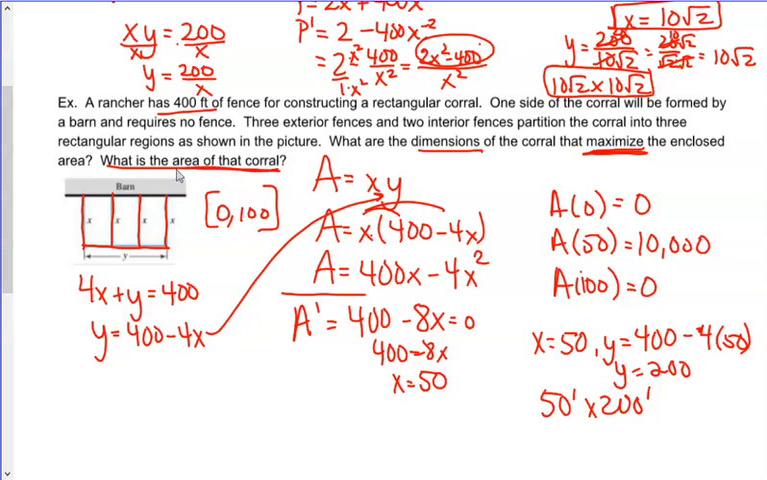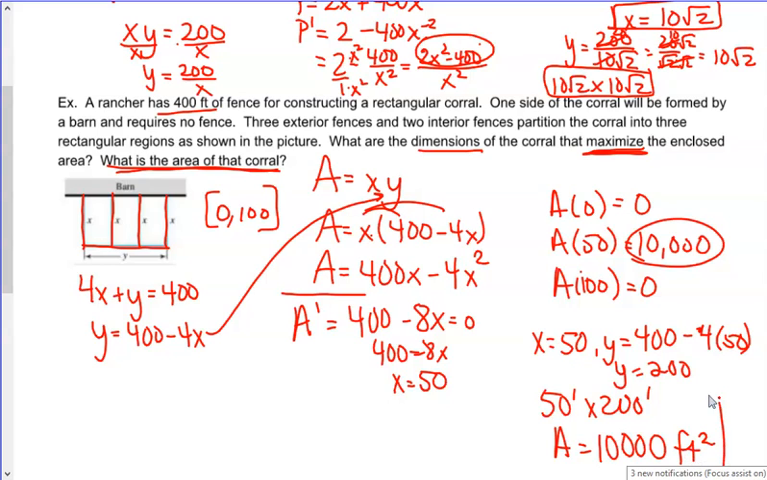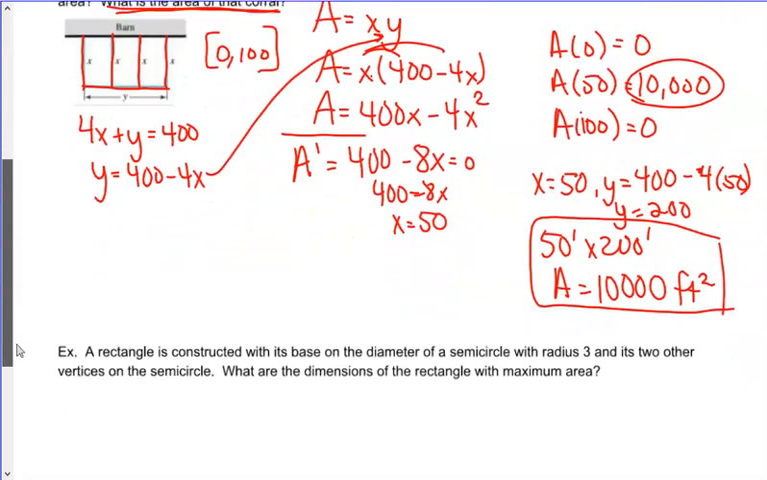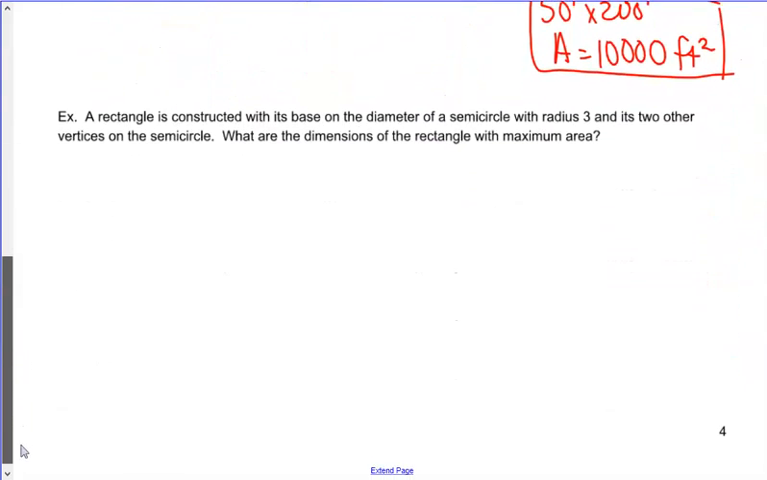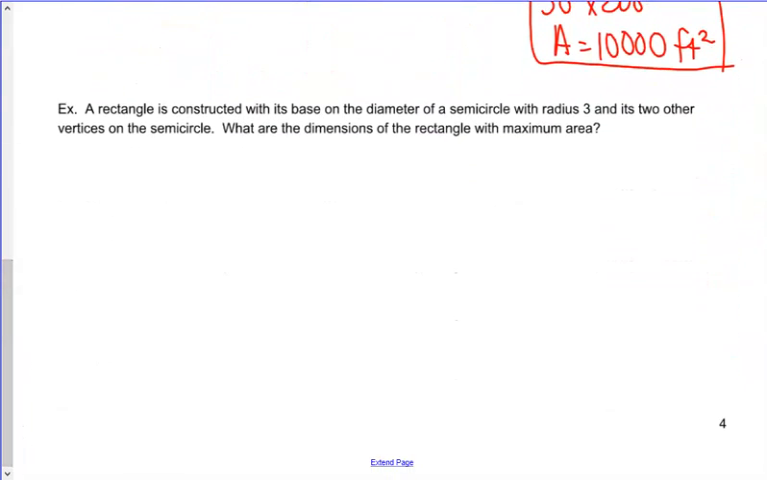The second question says, what is the area of that corral? And the area is this right here. So the area is equal to 10,000 square feet. And that's going to be our final answer there. Okay? All right, very good. So I know sometimes word problems are a little bit harder, but if you will, just kind of break them apart and help you out to find those maxes and those mins.